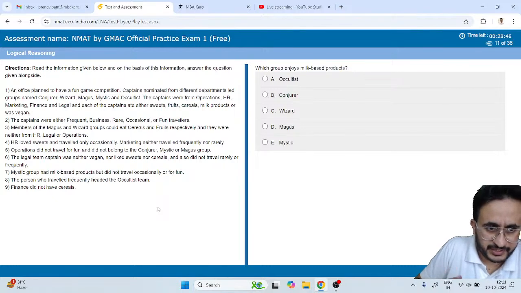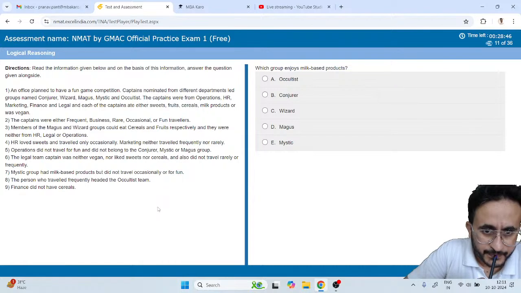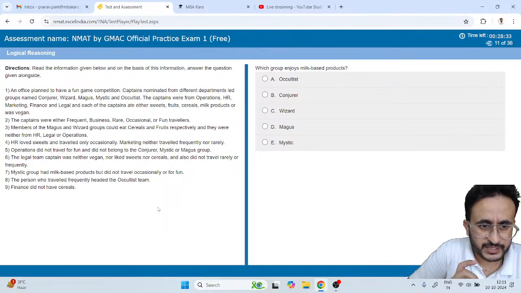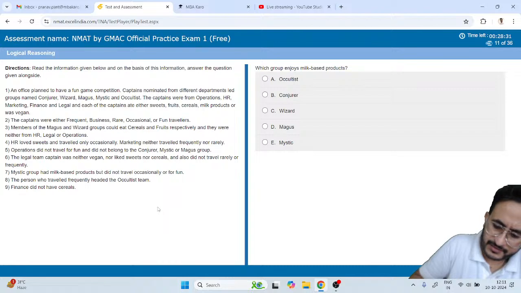We are given team wise Magnus, Wizard. Okay, and team wise, legal team captain was neither vegan. Mystic group is given. Okay, Oculus team is given. So we will fit the team first. So five teams. One. So we have Conjurer, Wizard, Magnus, Mystic, and Oculist.